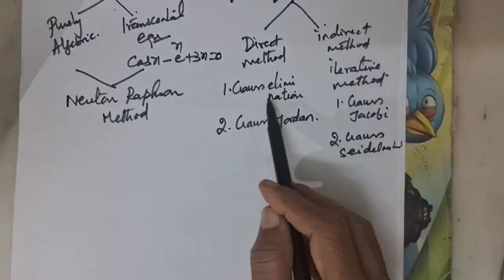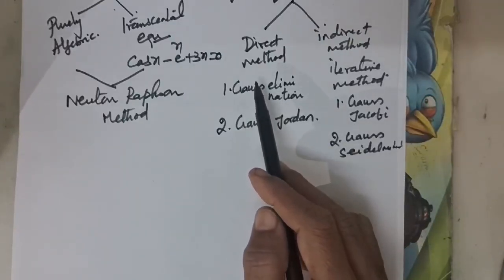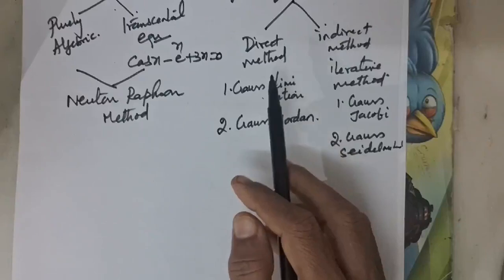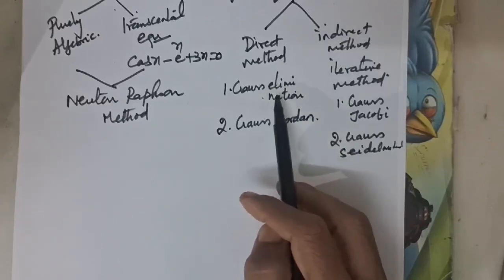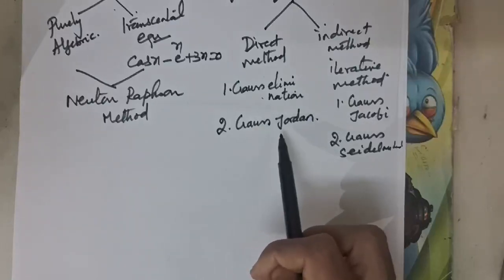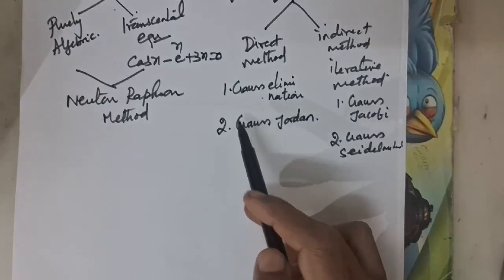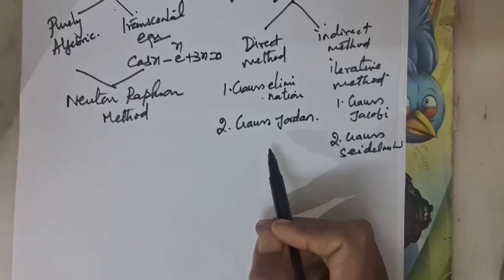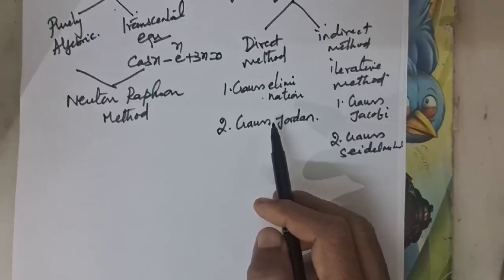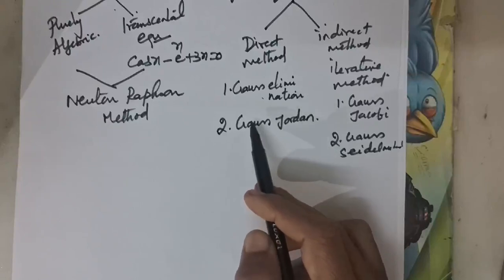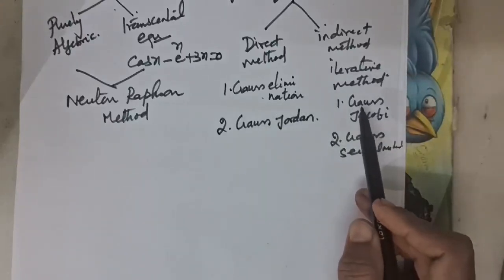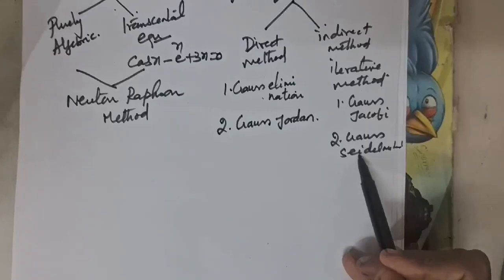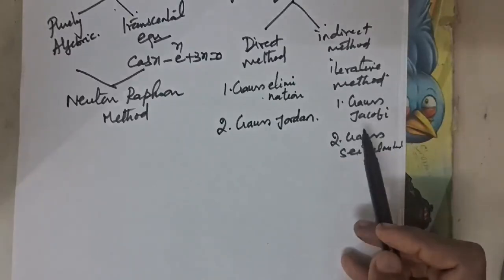Gauss elimination method means we will reduce the given system of equations to an upper triangular matrix form. That is, we will make the entries below the leading diagonal 0 in Gauss elimination method. In Gauss-Jordan method, we will reduce the given system of equations to either diagonal matrix form or unit matrix form. In both cases, we use only elementary row operations, not column operations. In iterative method, we have two methods, Gauss-Jacobi and Gauss-Seidel, but in our syllabus, we have only the Gauss-Seidel method.